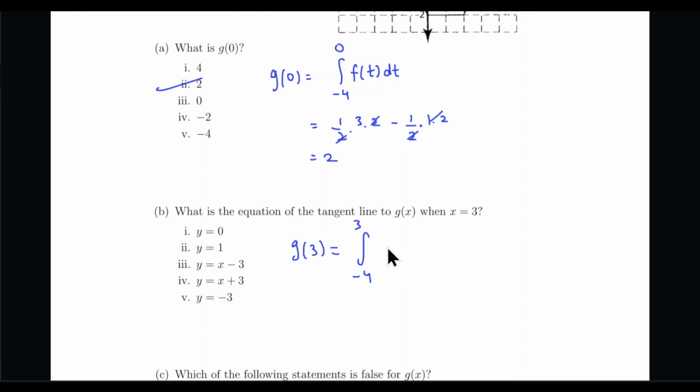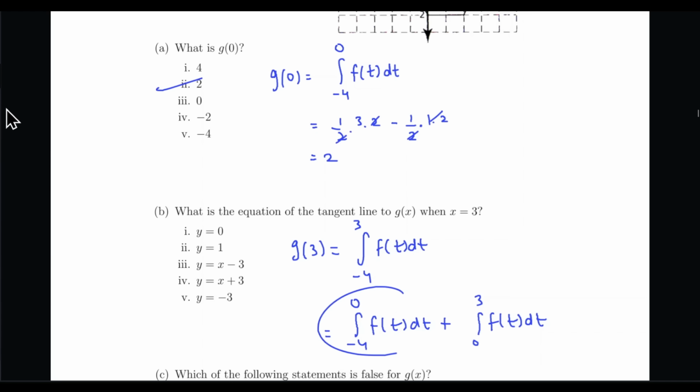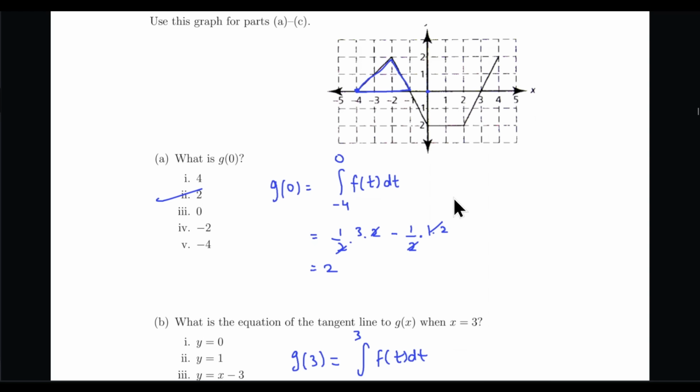So negative 4 to 3 of f(t) dt. No need to find that negative 4 to 0 because you already have that area. So you can break it down like negative 4 to 0 and then from 0 to 3 of f(t) dt. The first part is already 2, as we found in question number A. So this is 2, and 0 to 3 is right here.